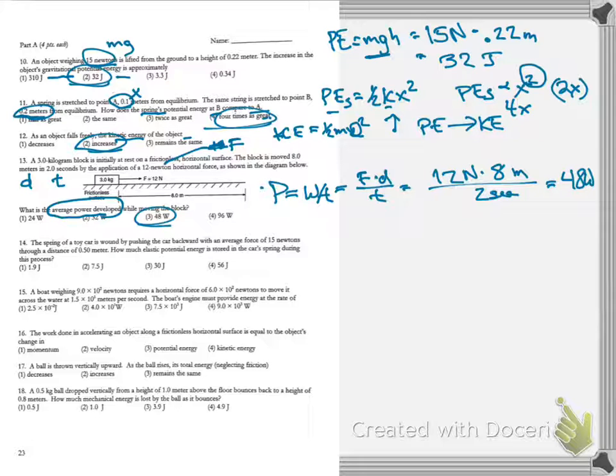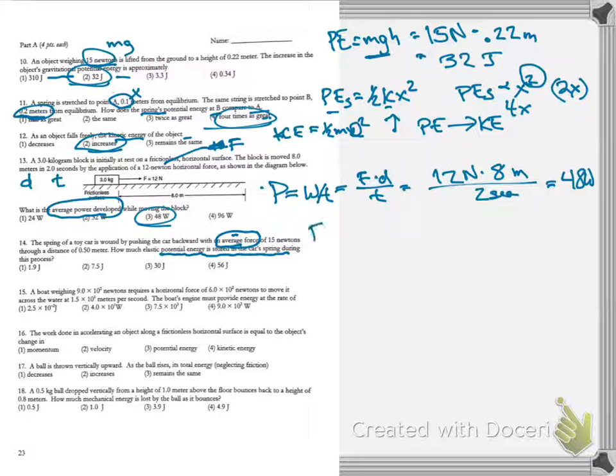Double check my math. The spring of a toy car is wound by pushing the car backward with an average force. So this is the average force. That's important, that average word, of 15 newtons through a distance of 0.5 meters. How much elastic potential energy is stored in the car's spring during this process?